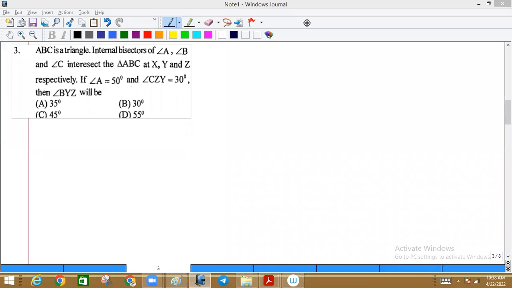ABC is a triangle. Internal bisectors of A, B and C intersect the triangle at X, Y, Z respectively. If angle A is equal to 50 and angle CZY is equal to 30, then angle BYZ will be how much? Let me draw the internal angle bisectors first.